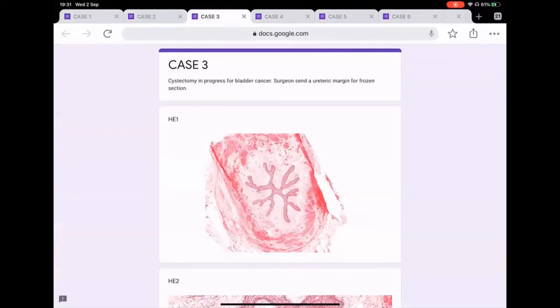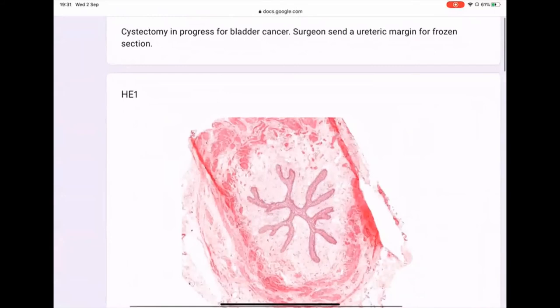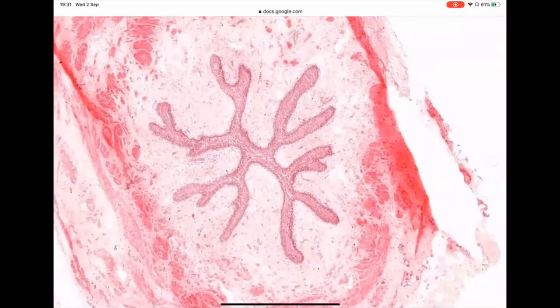we will go to another case. So this is case number 3, and I have 20 cases open, but the introductions for what we said were important today. So this is a cystectomy in progress for bladder cancer, and the surgeon sends you the ureteric margin. So this is just to highlight what we need to decide, okay?